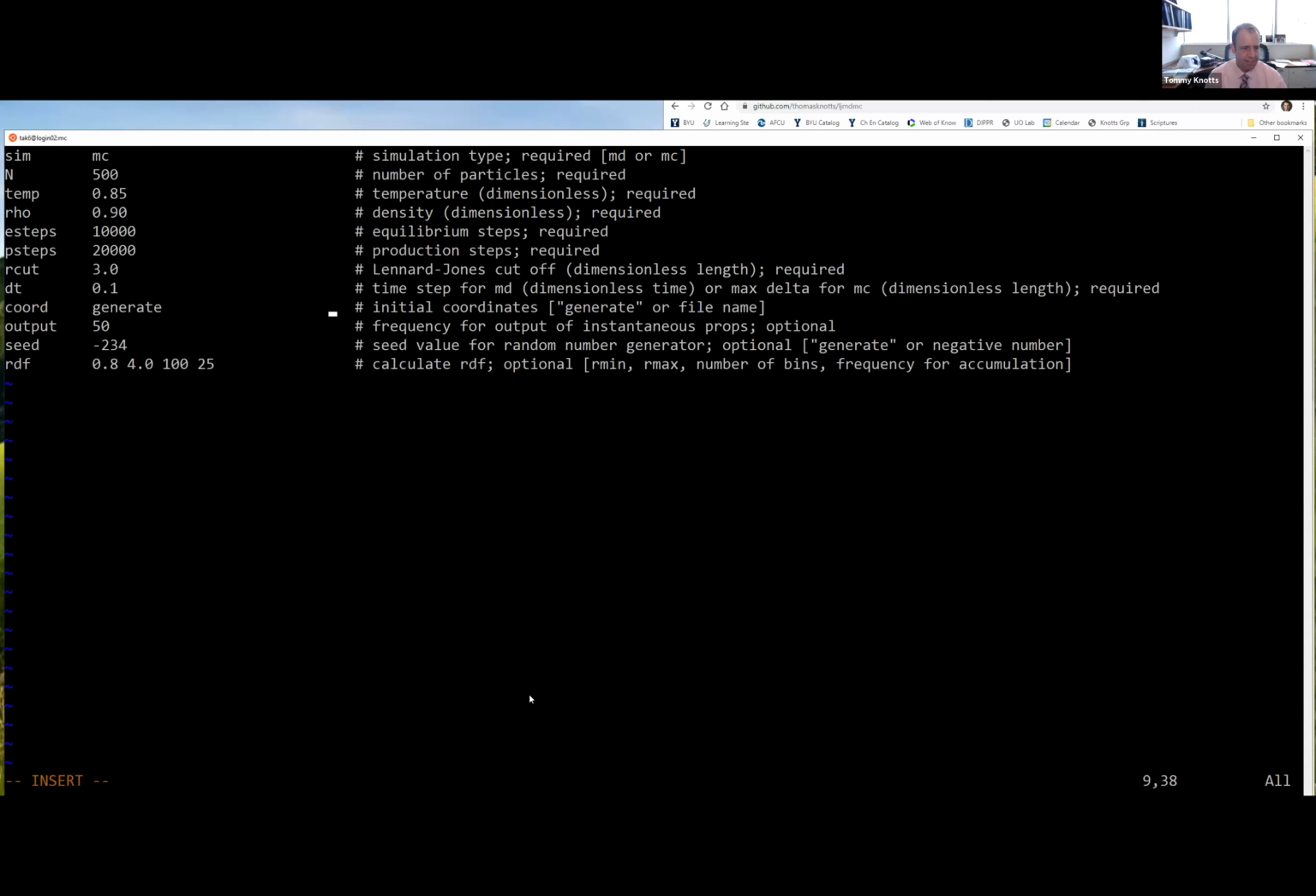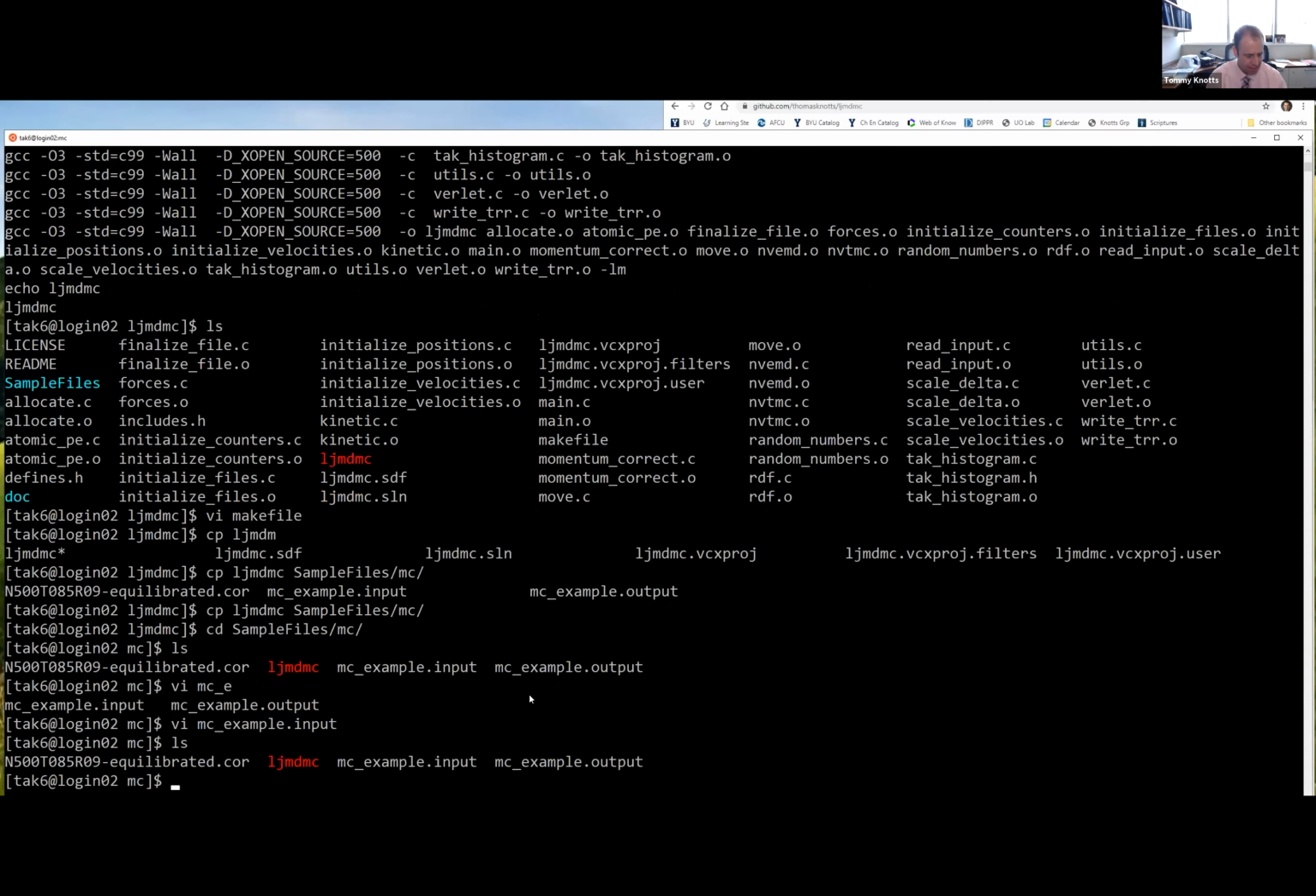If I give it a file name, it's going to look for the file name there and then use that as its initial coordinates. So I'm going to go out of here just real quick and look at this. I gave you this file right here. N means 500 particles. Temperature is 0.85. Density rho is 0.9. That's kind of my nomenclature. You can name it whatever you want.